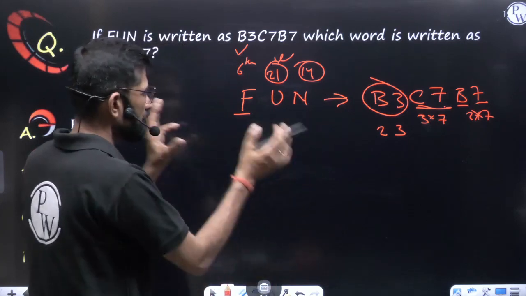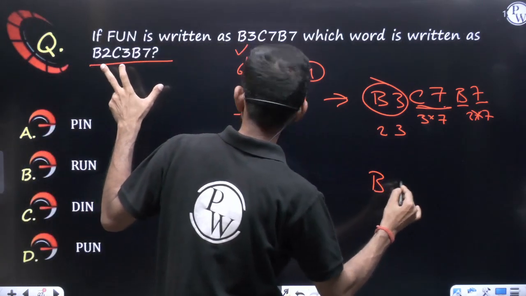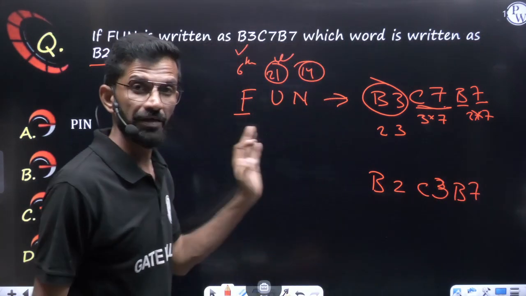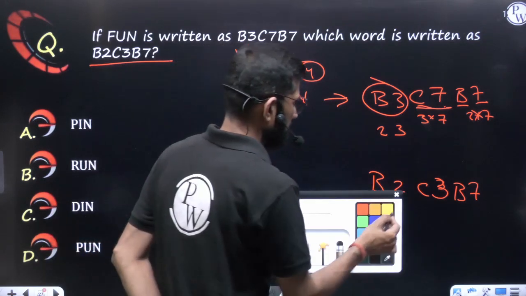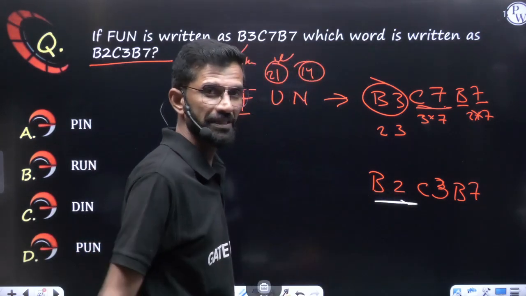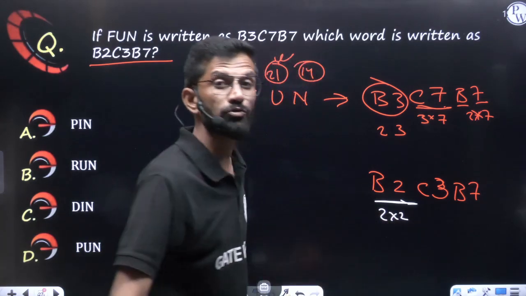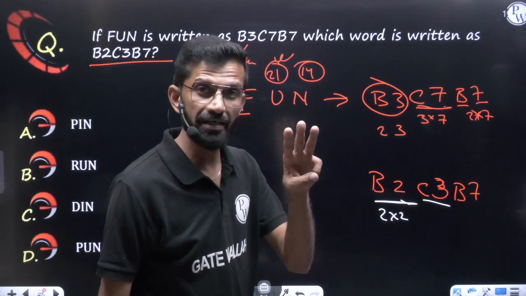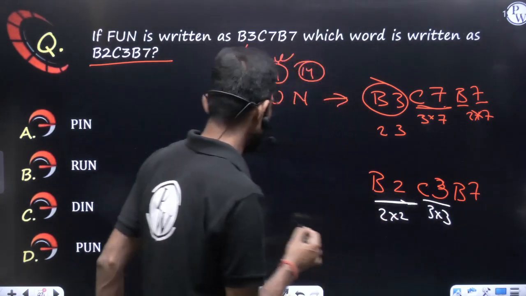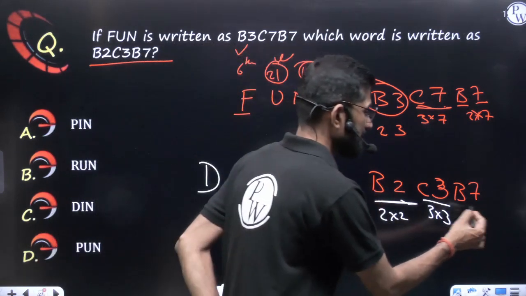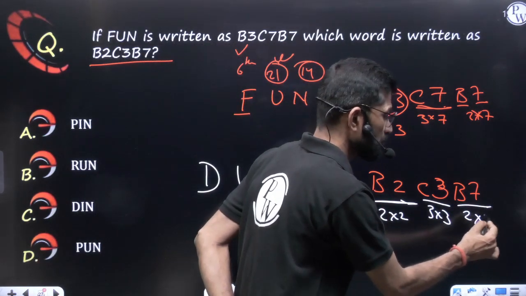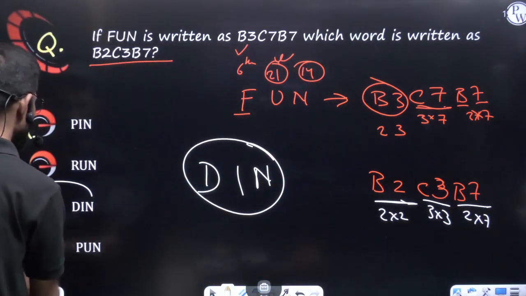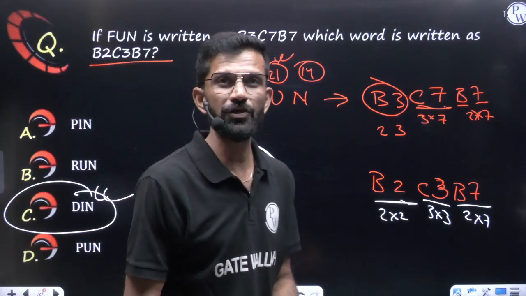Now, we have to find the original word for this code. The code they have given is B2, C3, B2, C3 and B7. We have to decode it. Let us decode it. First is B2. B2 means B is the 2nd letter, so 2 into 2, what is it? 4. The 4th letter is D. Next, C3. C is the 3rd letter. 3 into 3, that is 9. The 9th letter is I. B7. B7 means B is the 2nd letter into 7. 2 7s are 14. The 14th letter is N. So the original word for this code, we have decoded it. That is option C. So, this is how we do it. Moving to the next.